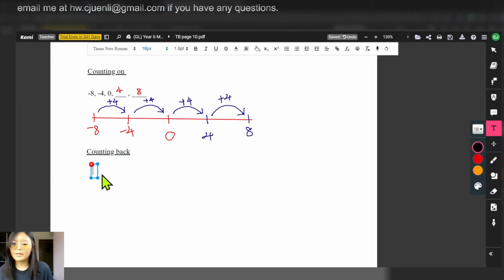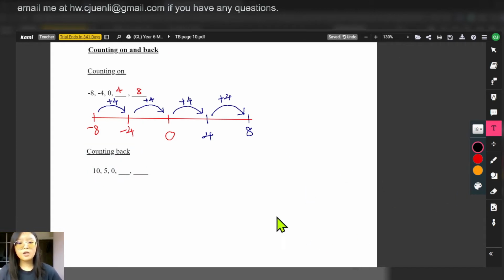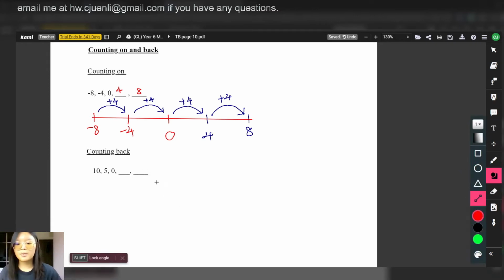Right, so let me give you a different number. Since we're counting back, I'll give you 10, 5, 0, and then two unknown numbers. Right? So from what we can see, -8 is actually smaller than 8. So the number grows bigger and bigger. Now it's on the opposite side, positive number first, then goes down to negative. And so let us draw this number line over here.